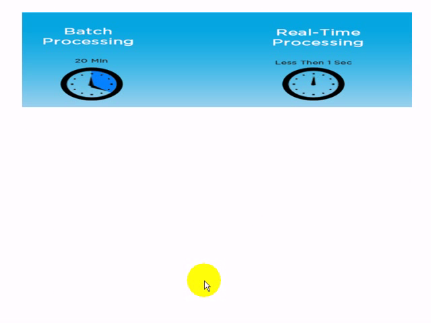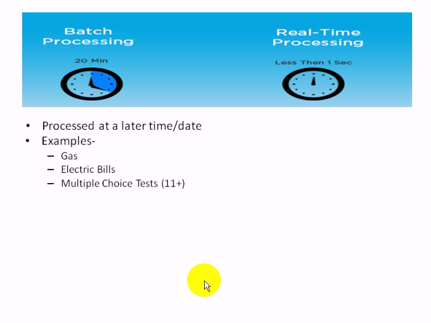We're already looking at the time differences between them, but there are other differences. With batch processing, things are processed at a later time and date. As I said earlier, they're grouped together, so whenever you're looking at your gas or your electric bills, these things wouldn't be processed immediately. They'd be processed monthly or yearly. Your gas meter readings, for example, they'll come around, they'll collect everyone's, and then together they'll send out all the bills together.